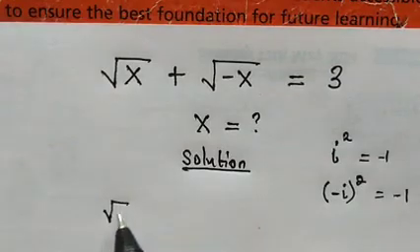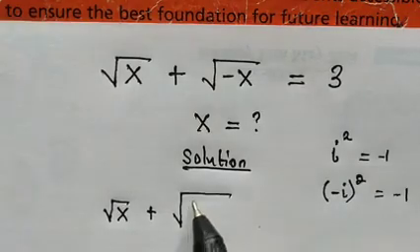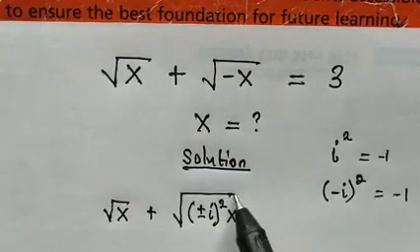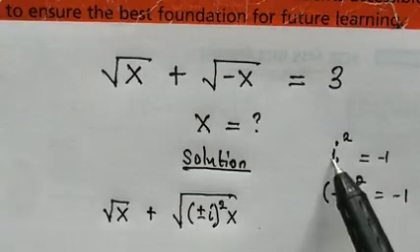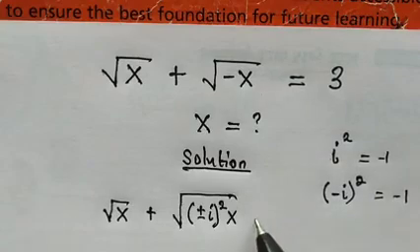We have here the square root of x, then plus, so here we can write as square root of, this place here will be plus or minus i squared times x. Since we know both positive i squared is -1 and also the negative i squared is -1. So this is equal to 3 from the right hand side.